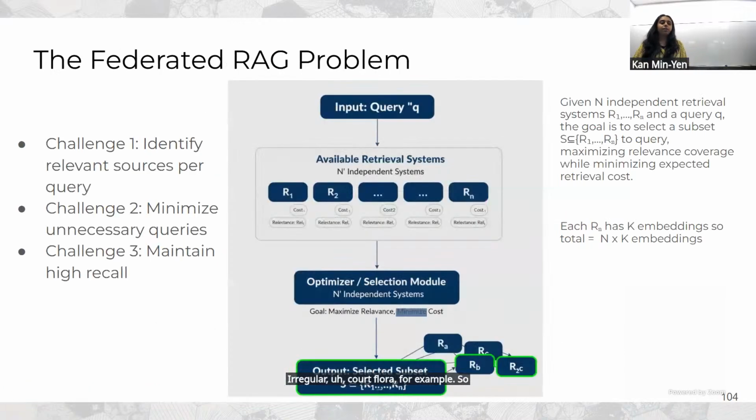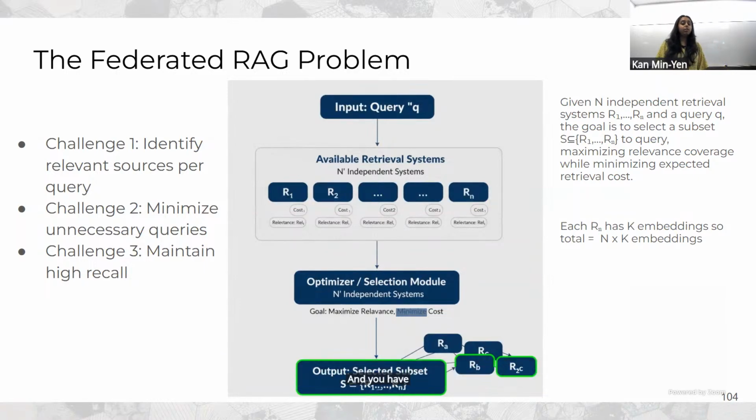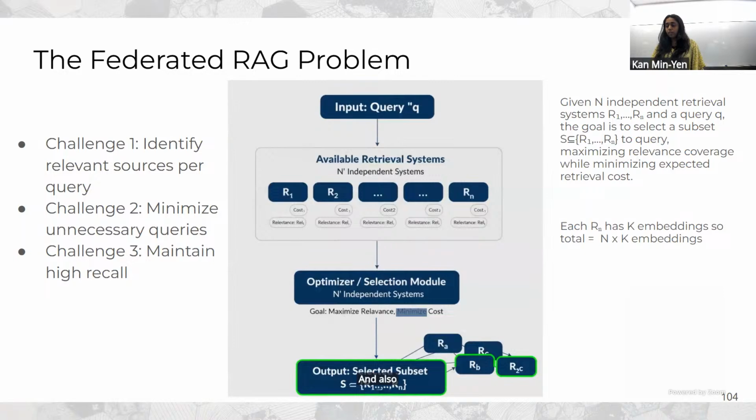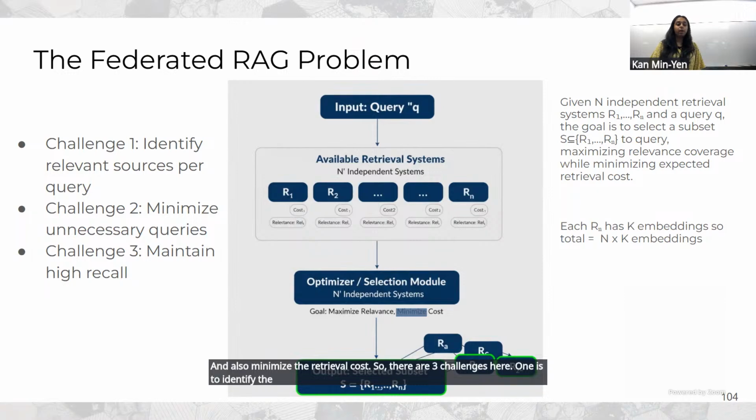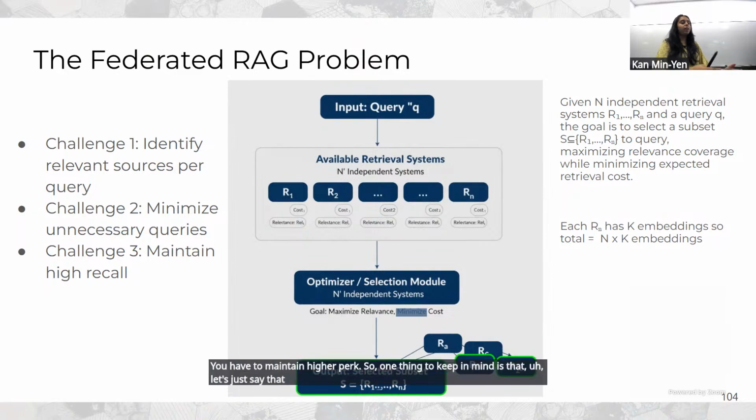So this brings us to the federated RAG problem. You are given a query q, and you have n available retrieval systems. The goal here is to select a subset of these retrieval systems wherein you can maximize the relevance coverage and also minimize the retrieval cost. There are three challenges here. One is to identify the relevant sources per query. You also have to minimize unnecessary queries, and at the same time, you have to maintain high recall. One thing to keep in mind is that let's just say there are k embeddings per retrieval system and there are n retrieval systems.